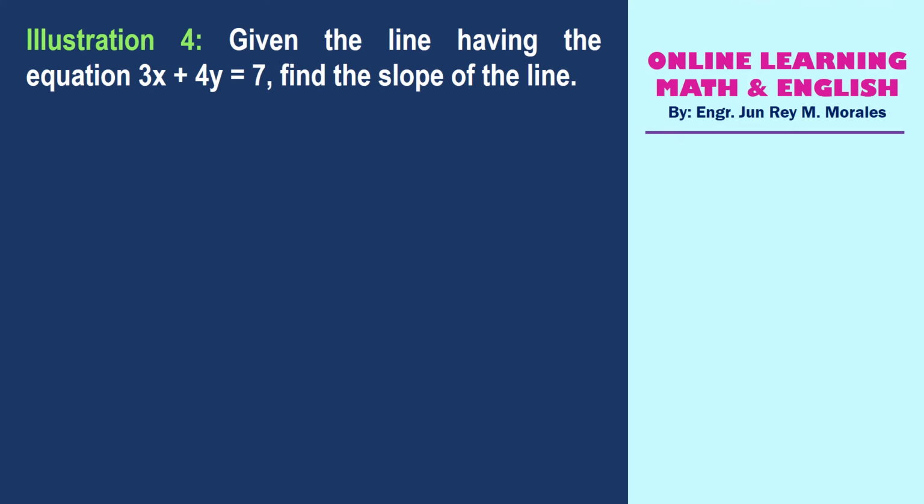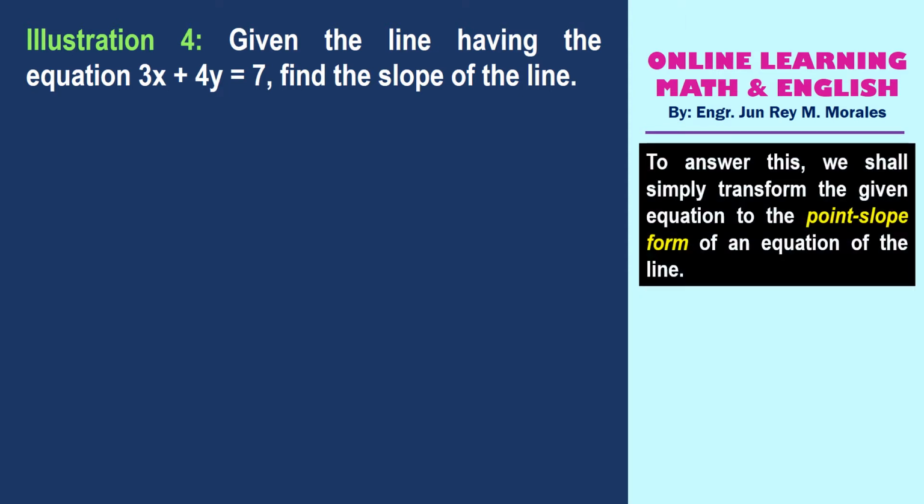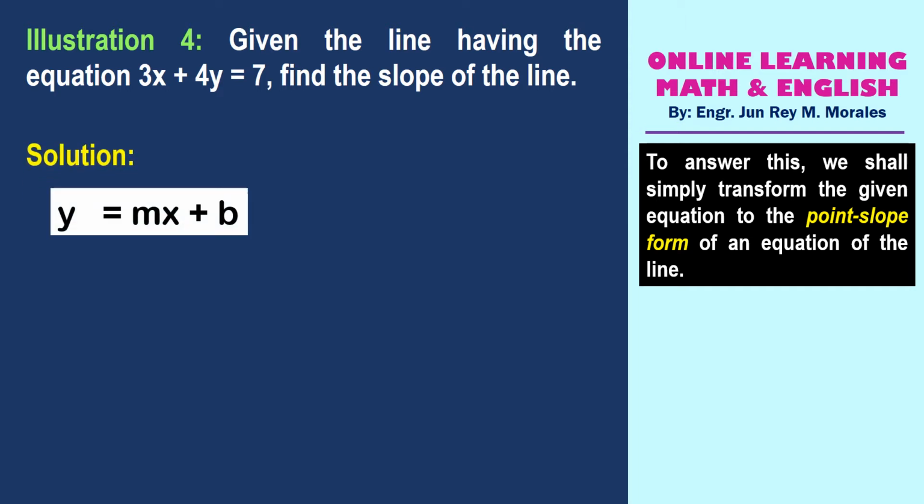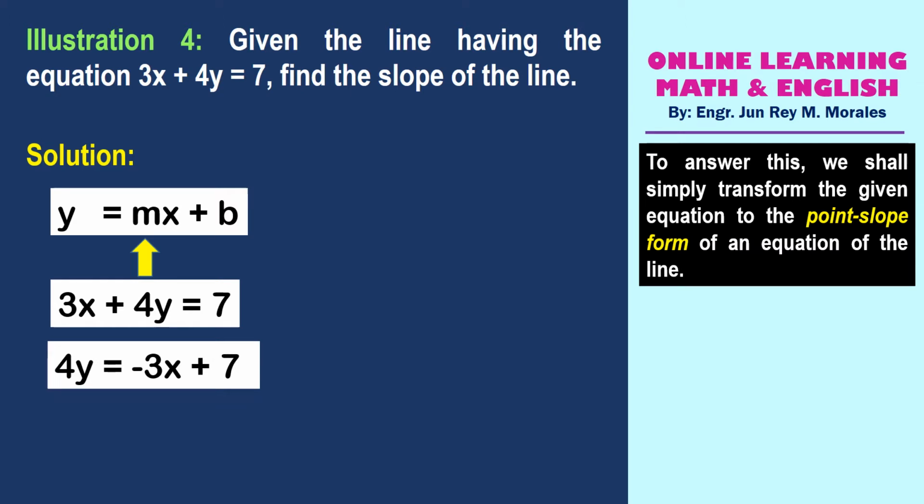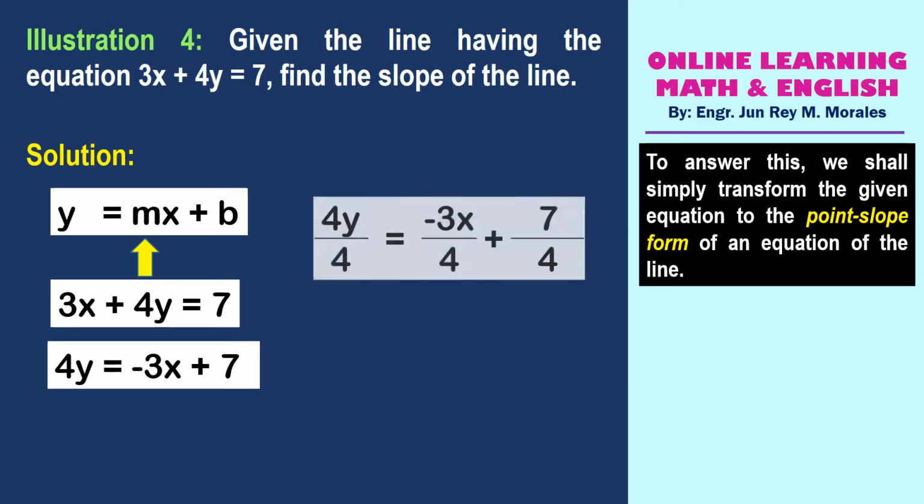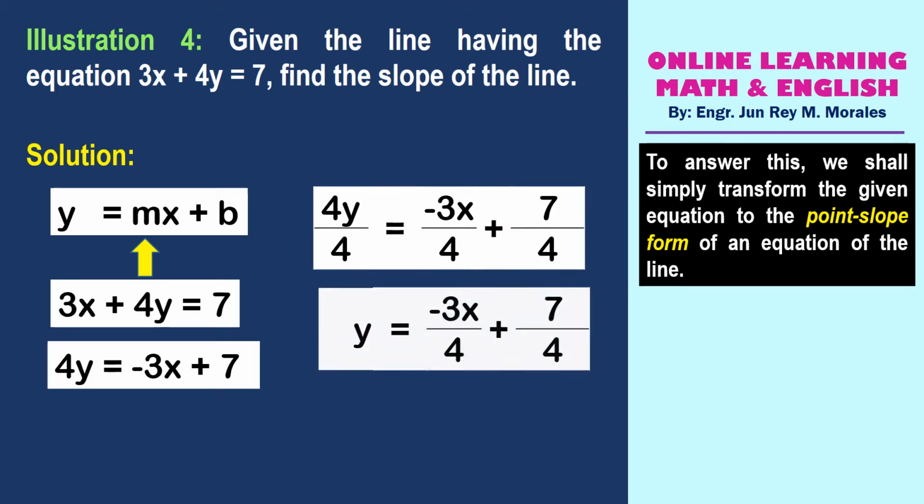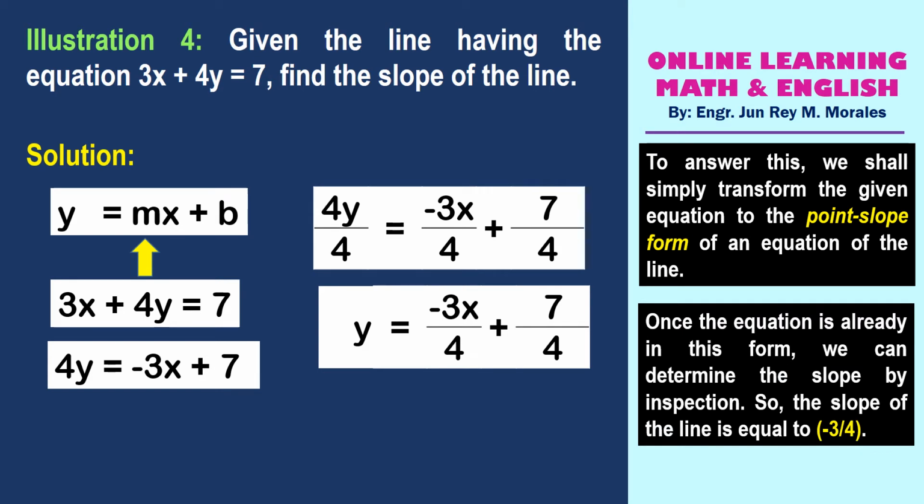Given the line having the equation 3x plus 4y is equal to 7, find the slope of the line. To answer this, we shall simply transform the given equation to the slope-intercept form of an equation of the line. Once the equation is already in this form, we can determine the slope by inspection. So, the slope of the line is equal to -3/4.